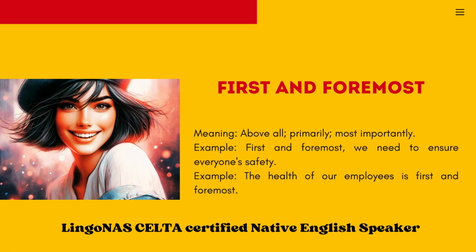Now, let's talk about first and foremost. And this means above all, primarily, most importantly. First and foremost, I want to draw the person's attention to what is most important. First and foremost, we need to ensure everyone's safety. That is the primary objective. That is what's most important. Another good example, the health of our employees is first and foremost.